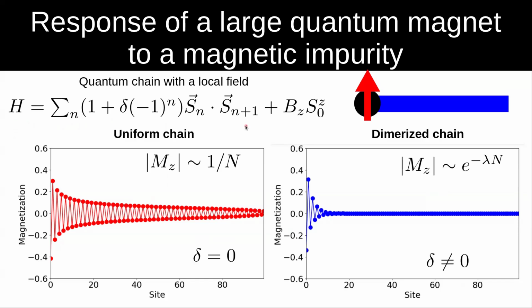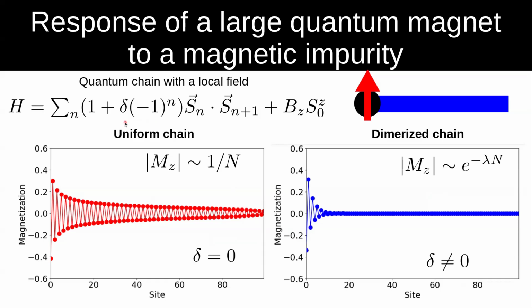And the interest of this model is that if you have a uniform chain, you effectively have a system that is gapless in the thermodynamic limit. And when it is gapless, this gives rise to effectively long-range correlations that form a power law. Whereas if you put a finite dimerization, then you actually open a gap in the system. And this gap essentially gives rise to short-range correlations in the ground state.